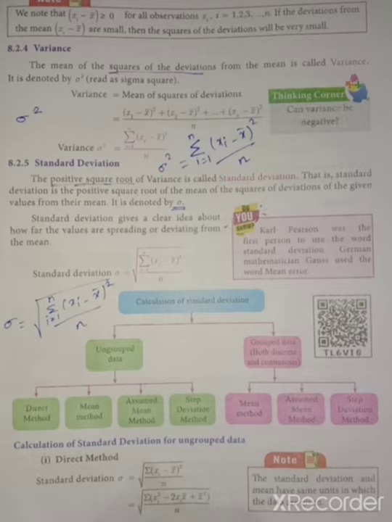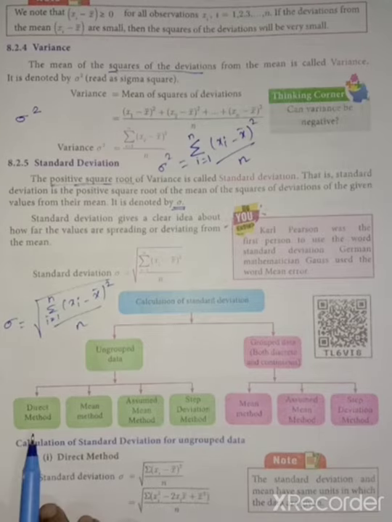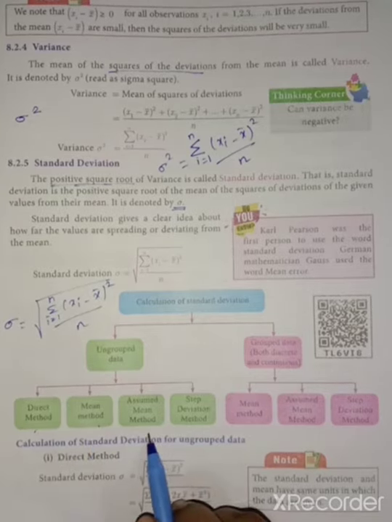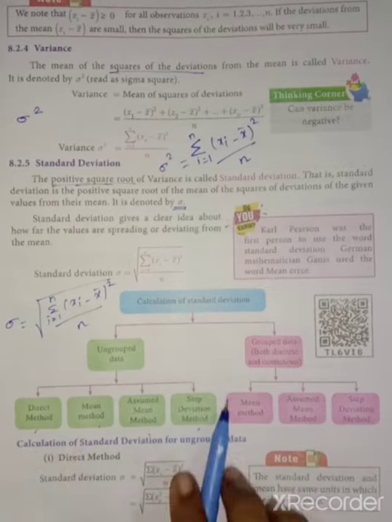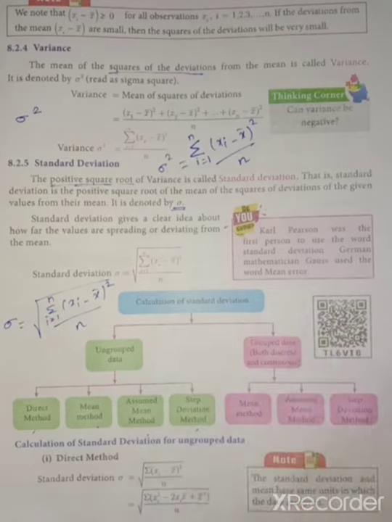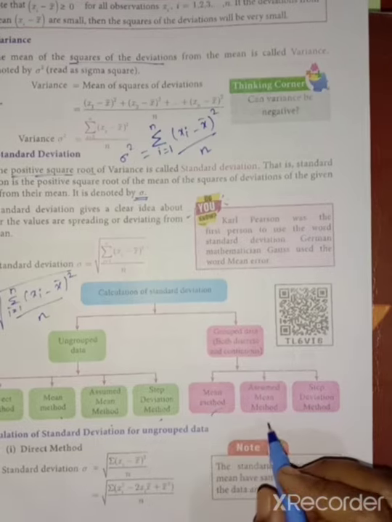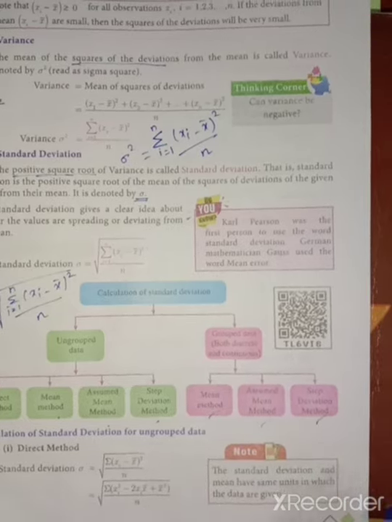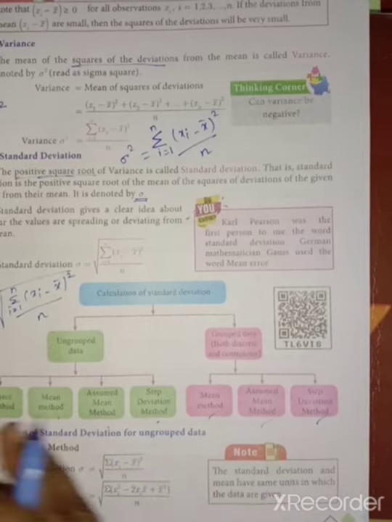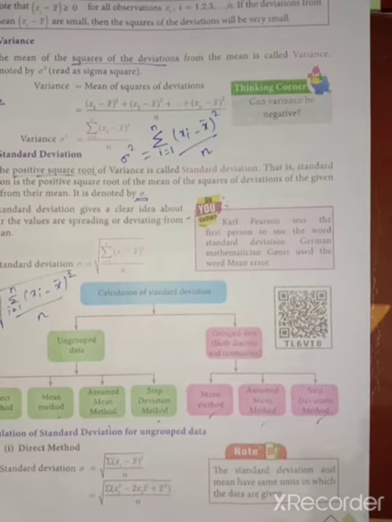Before that, we have seen in the mean, finding it for grouped data and ungrouped data. Here also for standard deviation, there is ungrouped data and grouped data. For ungrouped data there are 4 methods: direct method, mean method, assumed mean method, step deviation method. From these 4 methods we can calculate the standard deviation. Likewise, for grouped data we have 3 methods: mean method, assumed mean method, step deviation method. For grouped data there is no direct method. This is the difference for standard deviation between grouped data and ungrouped data.